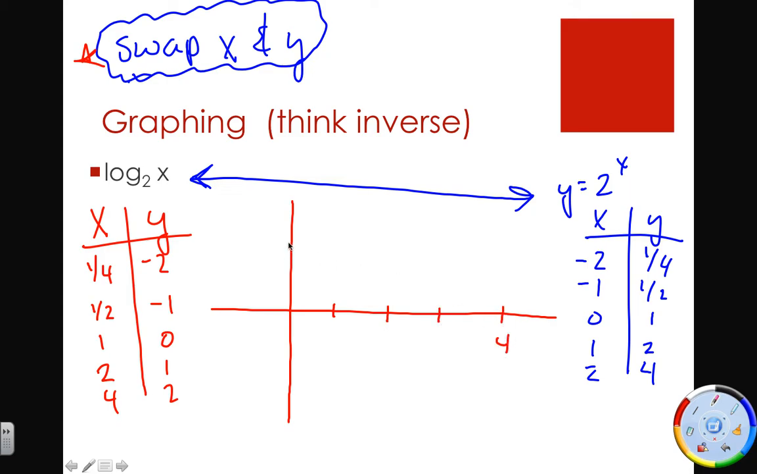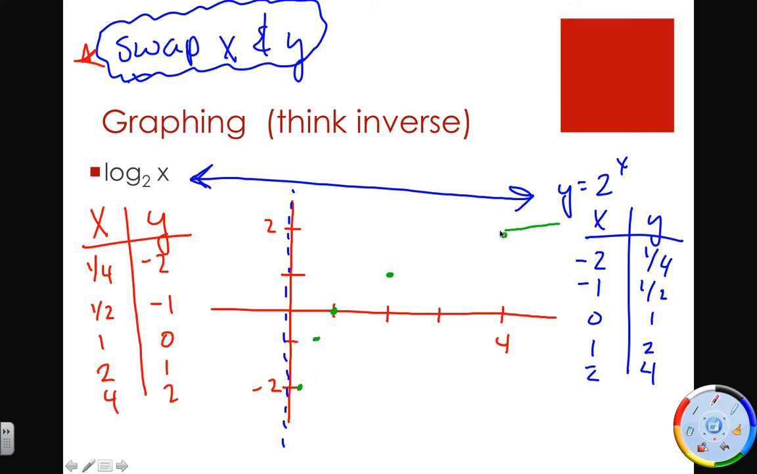Got to go out to 4 here, and got to go up to 2, and down to -2. And what you will notice here is there will be a vertical asymptote this time at 0. So there's a vertical asymptote there. And to graph this, we just plot our dots. 1, 0. 2, 1. 4, 2. Half, fourth.